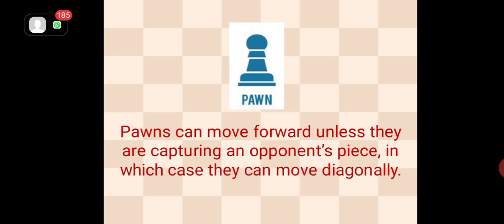Now I will tell you about the horizontal movement. What is horizontal movement? Moving forward or backward along a row. So vertical means moving along the column, horizontal means moving along the row. And diagonal movement, what is the meaning of diagonal movement? Forward or backward movement along an oblique line. That means crisscross, diagonally.